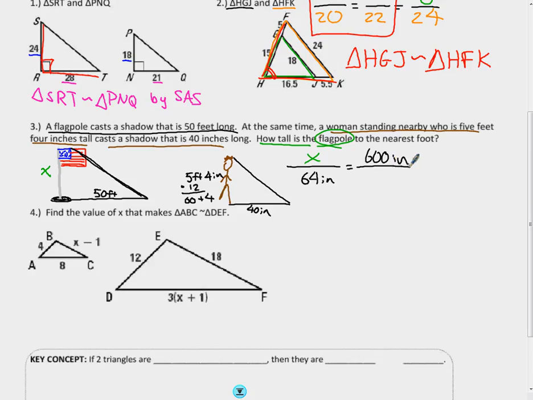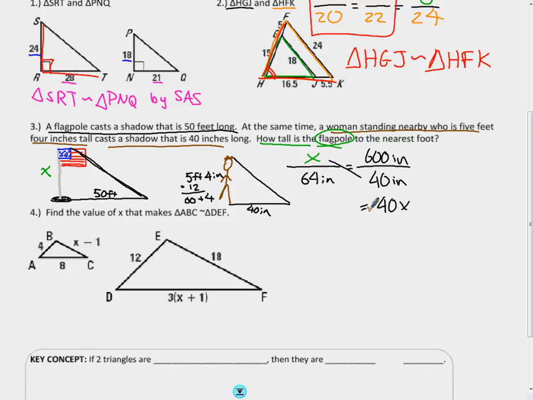So, x times 40, 64 times 600. 40x equals, well, whatever 64 times 600 is. Somewhere around 12,000. Anybody have a calculator? Need a calculator. 38,400. 38,400 inches. So now I'm going to divide that by 40.